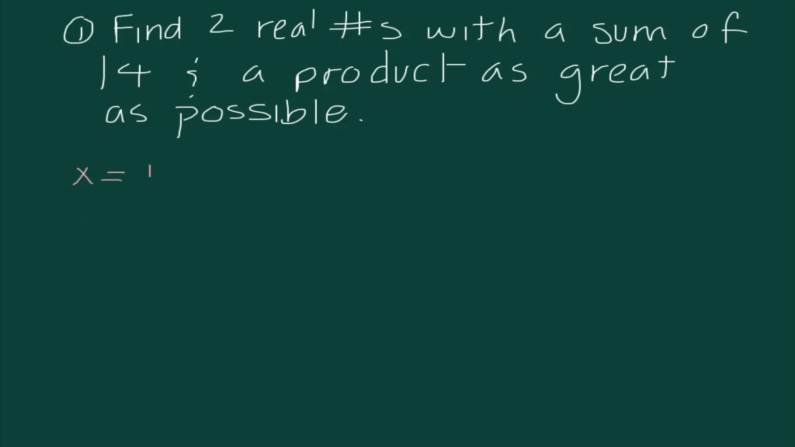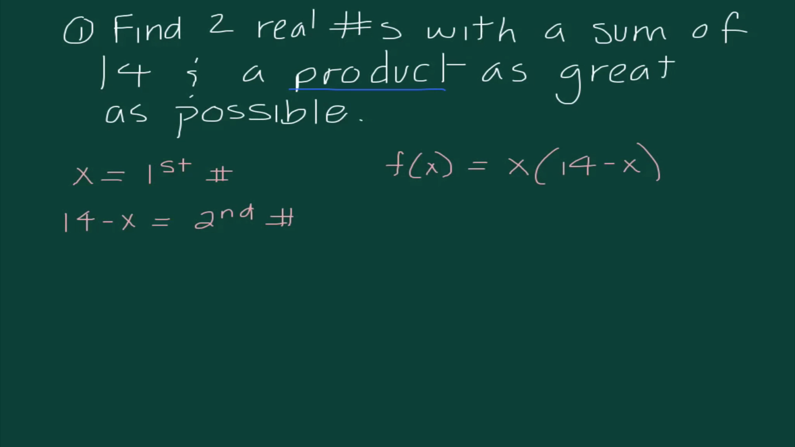So I'm going to say x is equal to our first number. And if I know that the sum is 14, I can say that 14 minus x is my second number. So what we've done is do away with that y value, and we've figured out that it's 14 minus x already. So I'm going to say f of x equals, since it's talking about a product, and product means that I'm multiplying things together, x times 14 minus x.